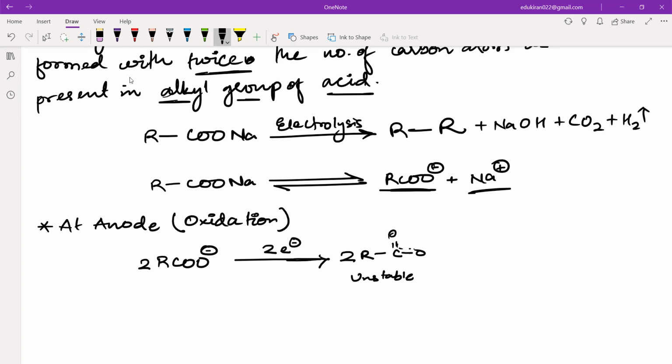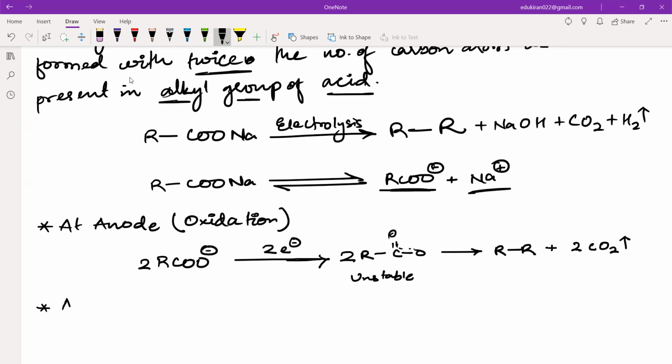So what it will do, it will take up the electrons that are present in the bond. There will be R, there will be another R, and they're going to form a bond. Plus, you will get 2 moles of CO2. So this is how you are going to form CO2.